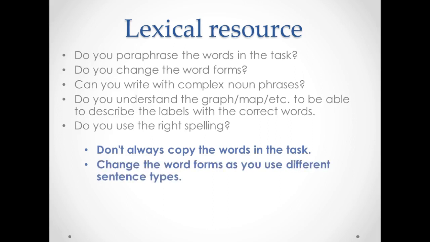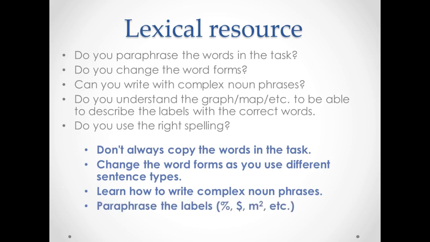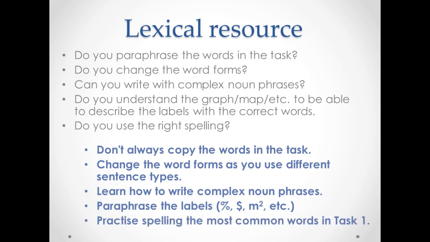Change the word forms. This means, for example, from verb to noun or from noun to adjective, etc. You must learn how to write noun phrases and paraphrase the labels. Percent, percentage, proportion. Money, dollars, currency. Square meter, area, and so on. And please, don't be lazy. Practice spelling the most common words in Task 1.